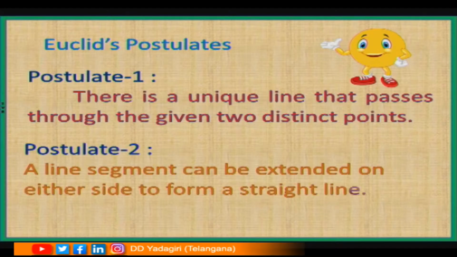A line segment can be extended on either side to form a straight line. Actually, the meaning of this one is that segment means part. So a line segment is a part of a straight line. What he is saying is that a line segment is going to end with 2 points on either side. If you do not have those end points and you try to extend them, it looks like a straight line. In other words, a line segment is a part of a straight line.